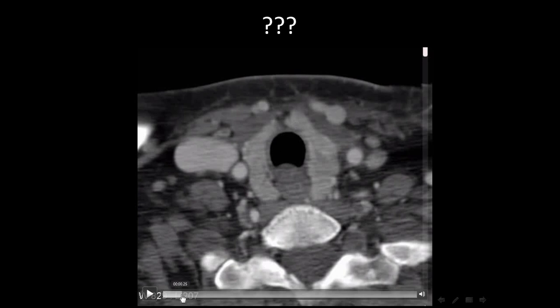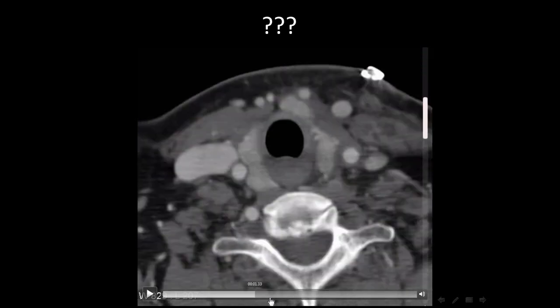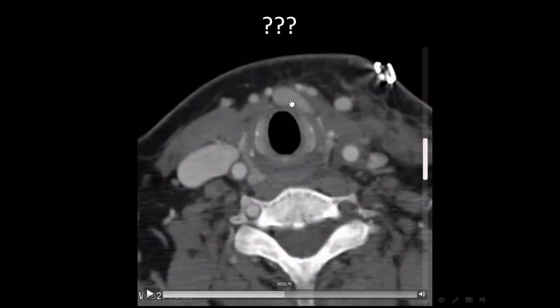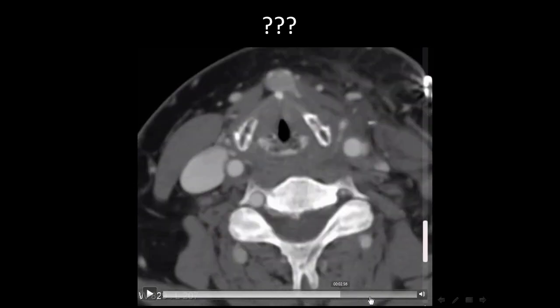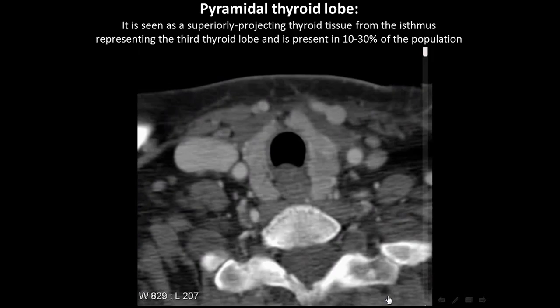Okay, let's continue. Yes, there's a projection. There is a projection from the isthmus, right? So this is the third lobe. This is called the pyramidal lobe. So it's projecting from the isthmus. This variation is found in 10 to 30% of the population. So it's common.